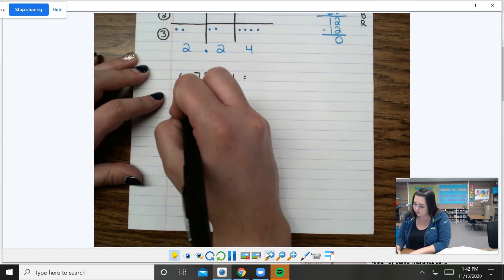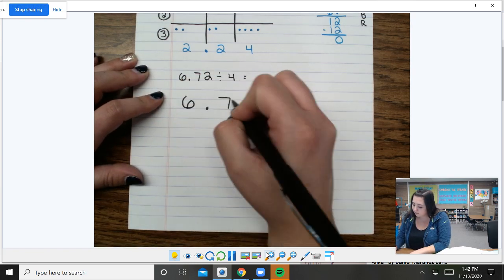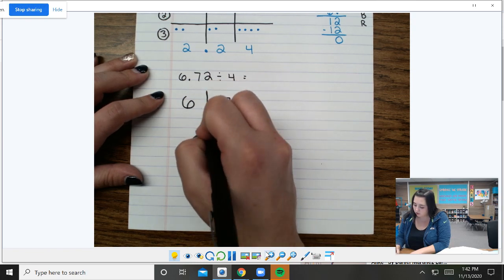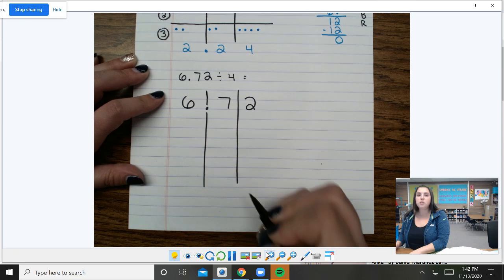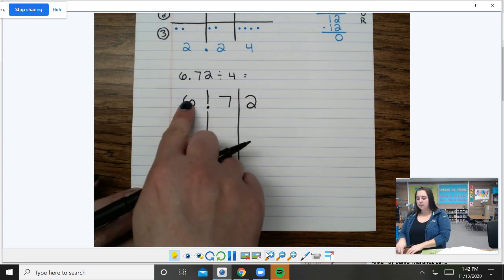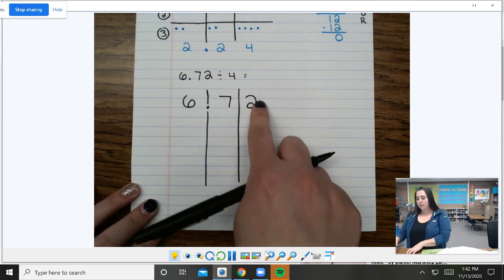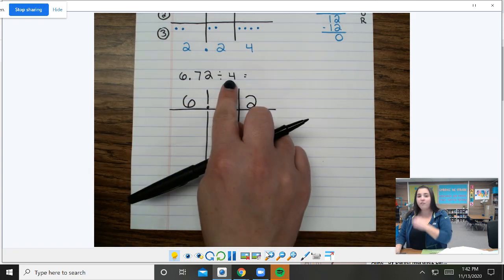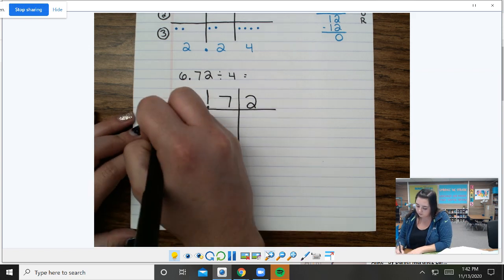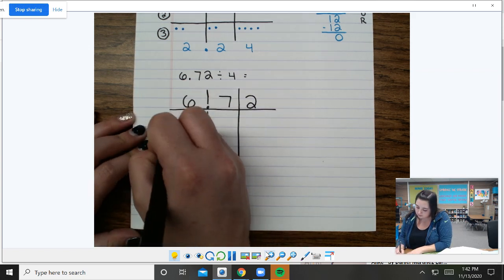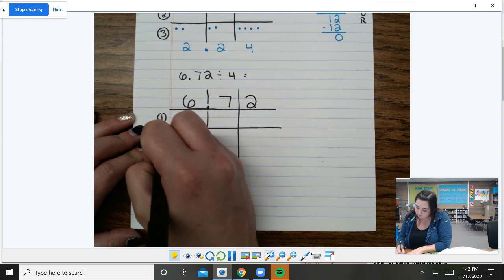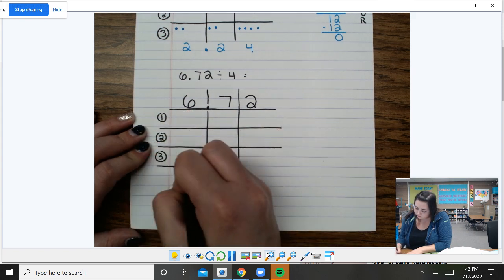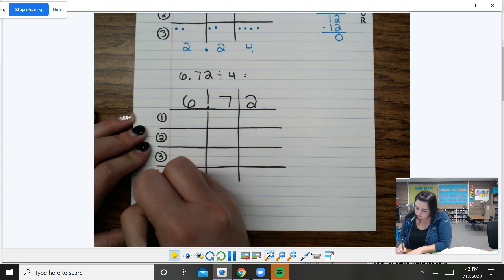So let's write down our number again, and then make our place value chart. So I'm drawing lines in between each of those numbers. So my 6 gets its own column, my 7, and my 2. All right, now we need to make 4 groups. We'll leave a little bit of space for each. 1, 2, 3, and here is 4.